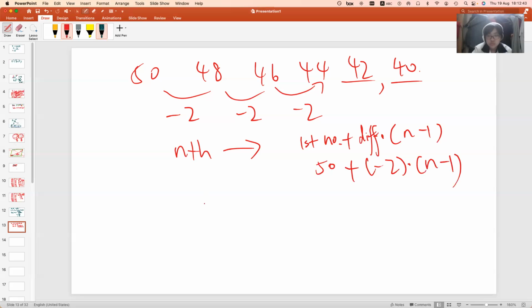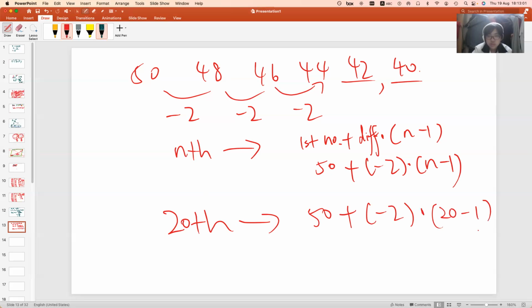So this is the nth. If I ask you what's the 20th, how do you find? 50 plus minus 2 times 20 minus 1. Yes. So if you have the nth, that means the n can be changed, the rest cannot. So they ask for 20, you just replace the n with 20.